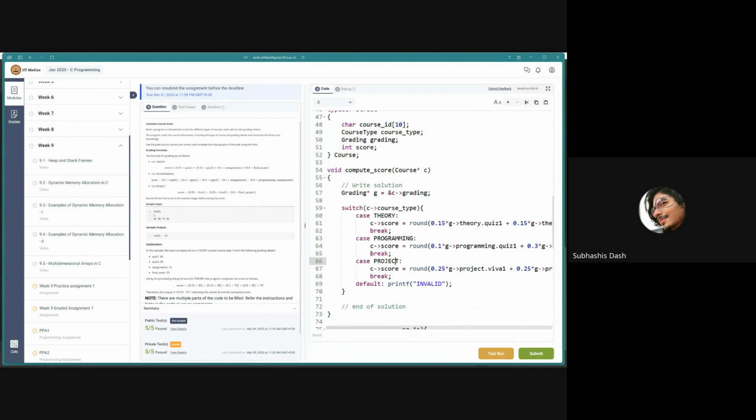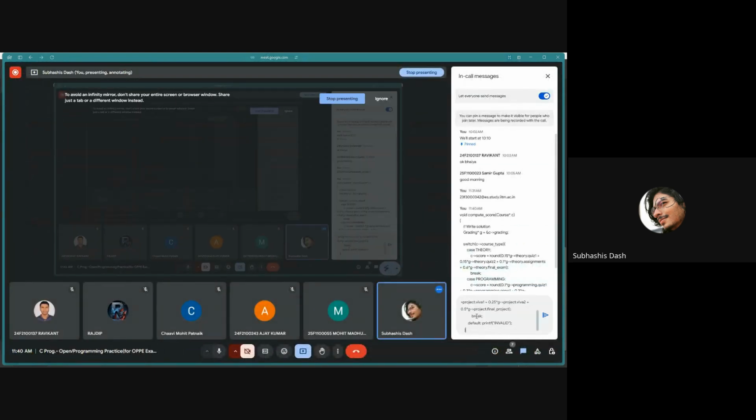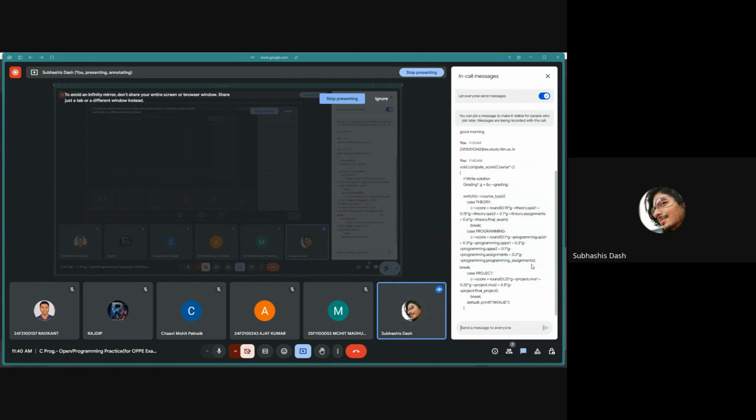Okay, it seems like it did not copy the full code. Yeah, no, it's good.